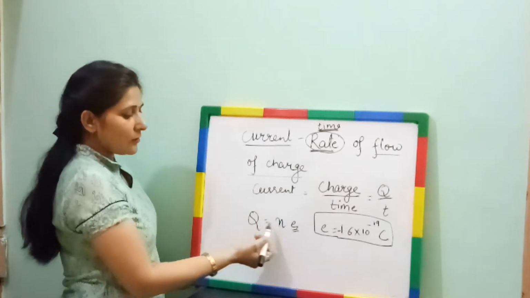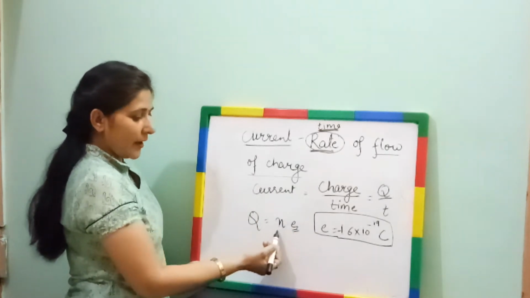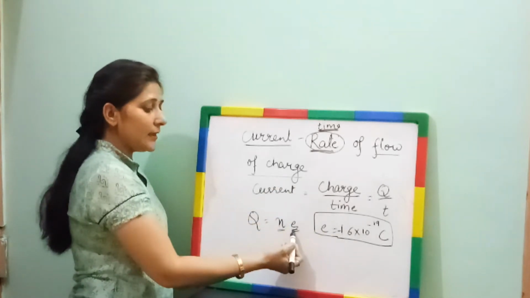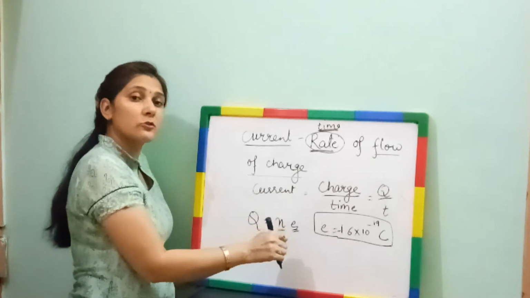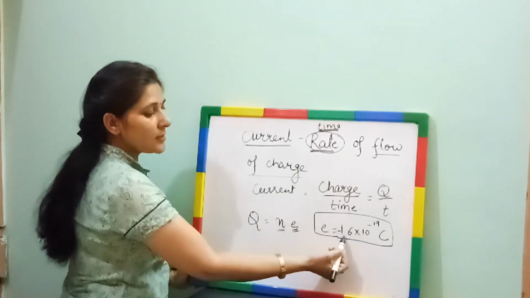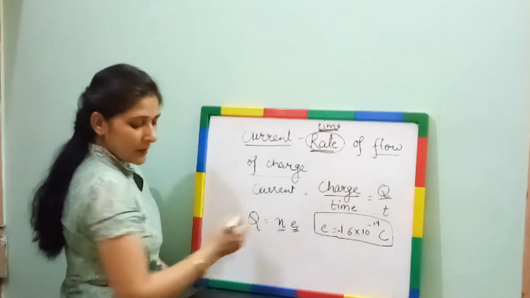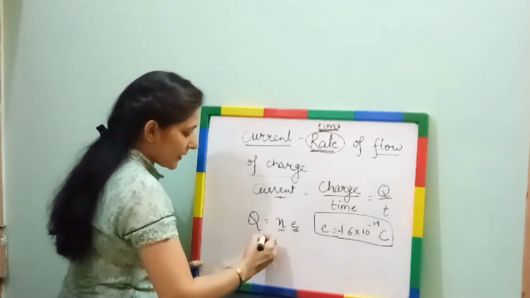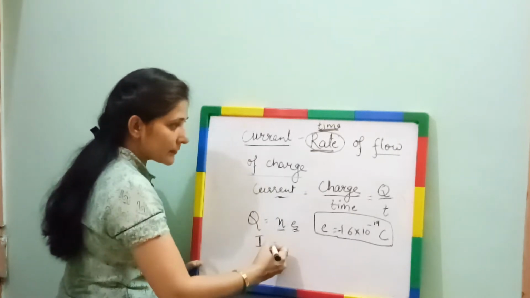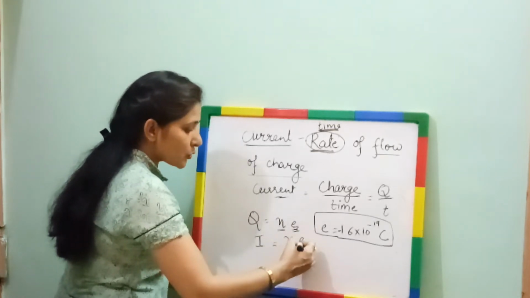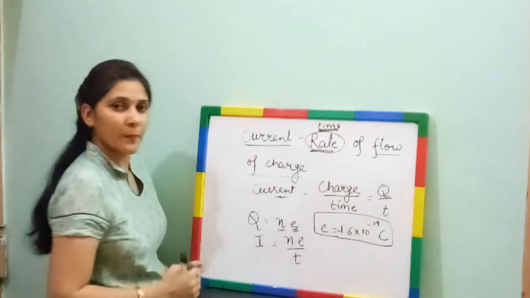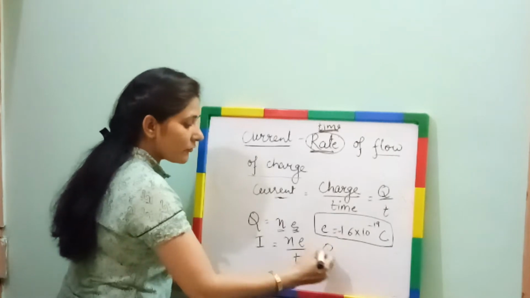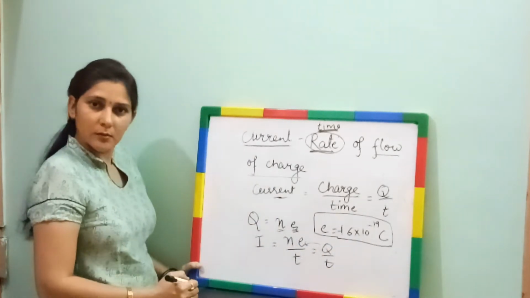So charge can also be written as N into e, where N is the number of electrons which carry charge from one place to another, and e is the charge carried by each electron, and the value of e is minus 1.6 into 10 raised to the power minus 19. Okay, so current is denoted by capital I, that is N into e upon T. So this current can be written as Q by T, or instead of Q we can write N into e upon T.